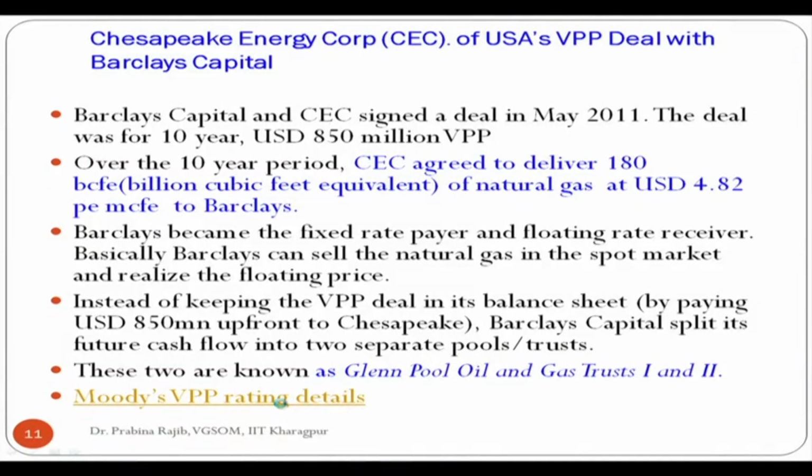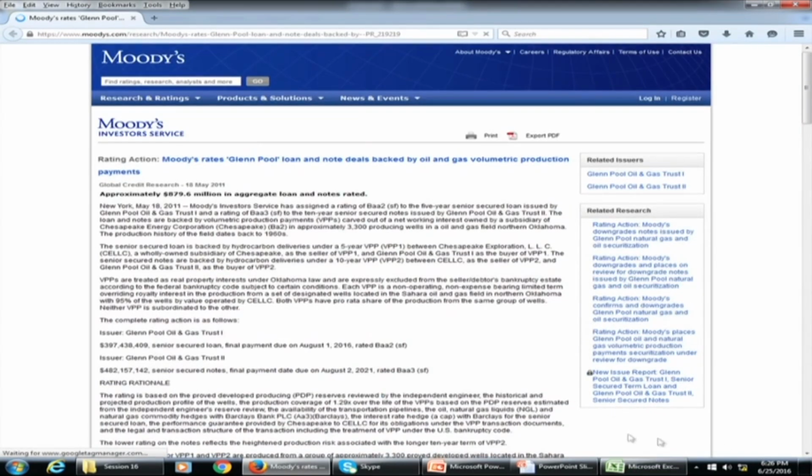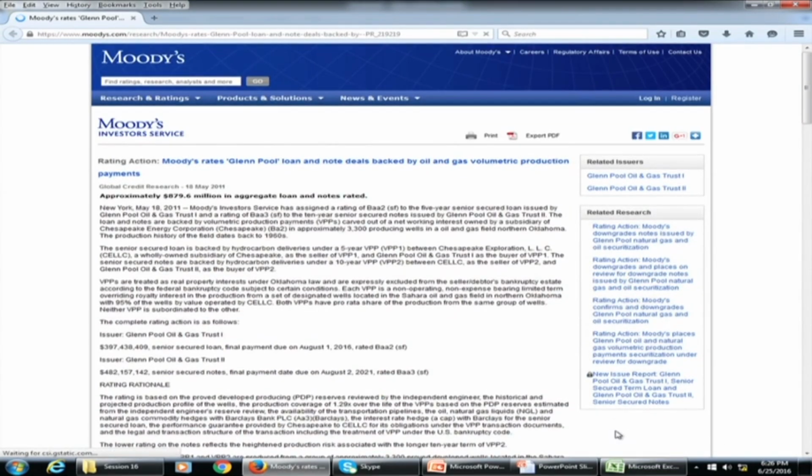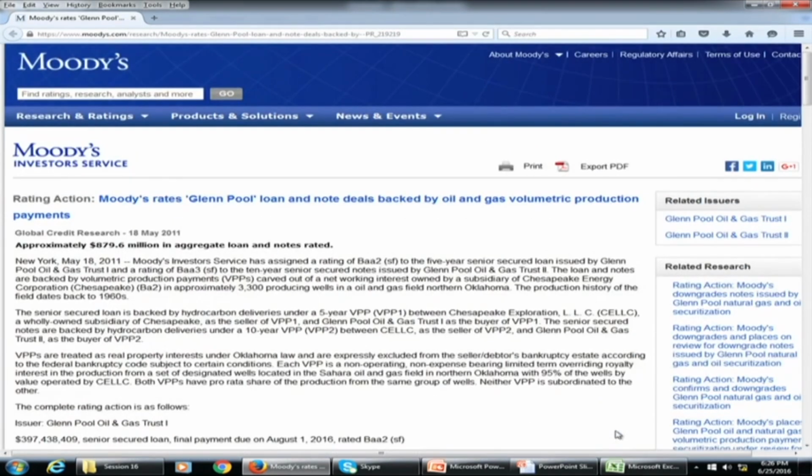and to sell these 2 debentures or trusts to the individuals, this needed to be rated. So this is Moody's VPP rating detail. These 2 instruments got rated by Moody's. I hope you are able to see the screen. Rating action: Moody's rates Glenpool loan and notes deal backed by oil and gas volumetric production payment.